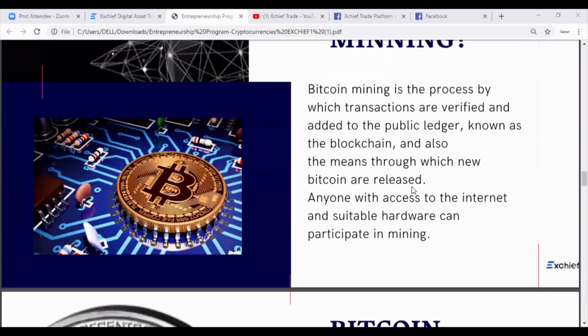Okay. Like I said, Bitcoin mining is the process by which transactions are verified and added to the public ledger, known as the blockchain. Okay. Anyone with access to the internet and suitable hardware can actually participate in mining of Bitcoin or any other cryptocurrency.